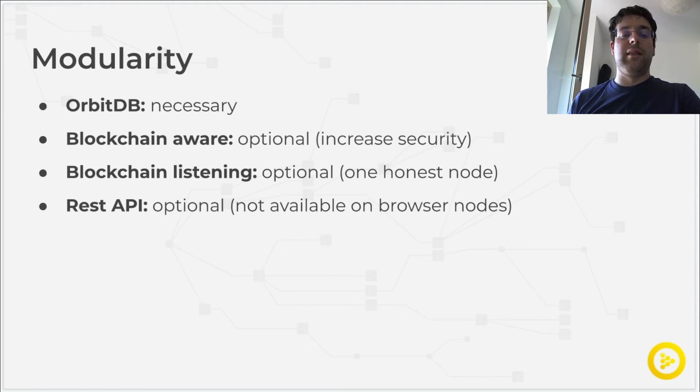First, OrbitDB is necessary, it's the heart of the system. But there are additional modules that you can enable through command lines, which is blockchain awareness to have better vision of validity of orders, blockchain listening to be able to share information coming from the blockchain to nodes, like an order just being cancelled by its owner, and a REST API, which is an option that is not available for browser nodes, but that allows external clients to connect to a node.